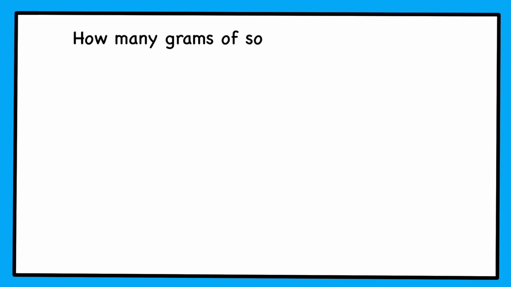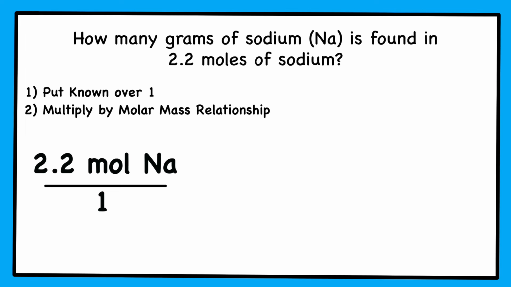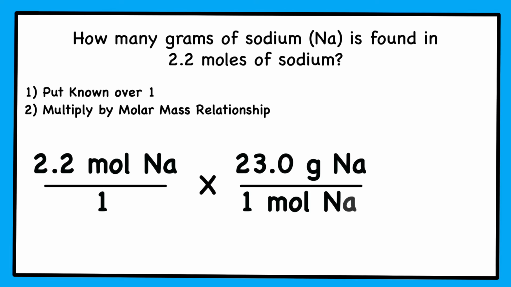Now let's say we are given the moles of sodium and we were wanting to go to mass of sodium. Well, all we are going to have to do is the same step, but instead of using the molar mass relationship of 1 over 23 grams, we want to use 23 grams of sodium over 1 mole of sodium.